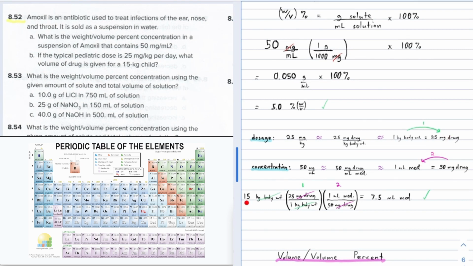So we start with 15 kilograms body weight. We get to milligrams of drug using the first relation. Then we go from milligrams drug to milliliters medication using the second relation. So you see the units canceling out, and doing the math, you get 7.5 milliliters of medication.